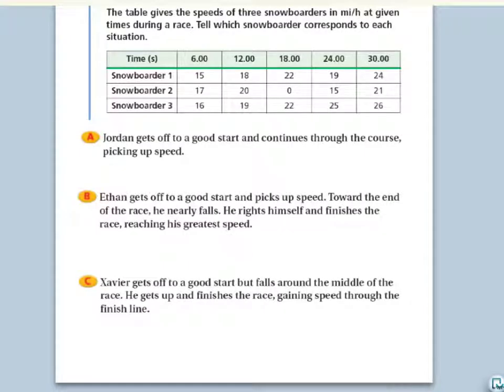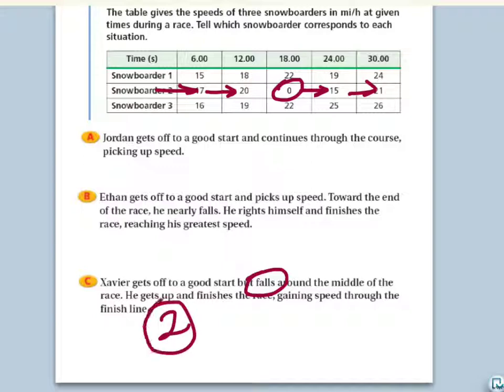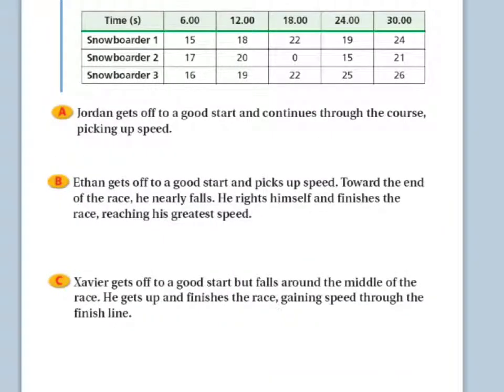Okay, so let's go on to example C and see if it fits the other one. So Xavier gets off to a good start, but falls around the middle of the race. I think we know which one that is. Looks like he gets off to a good start. He's going faster, but what happens when you fall? You're going to stop. You're not going to be moving at all for at least a little bit, and then he gets back up and continues on to the finish line. So definitely Xavier is our snowboarder number 2. Let's go on to the next part.